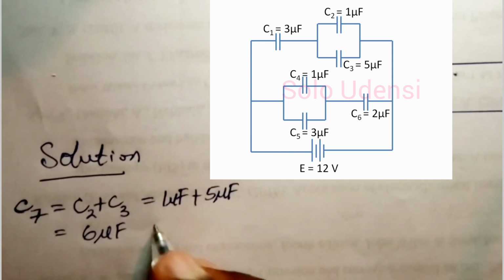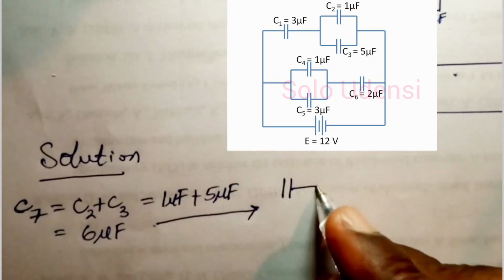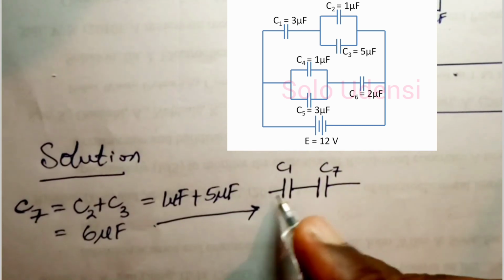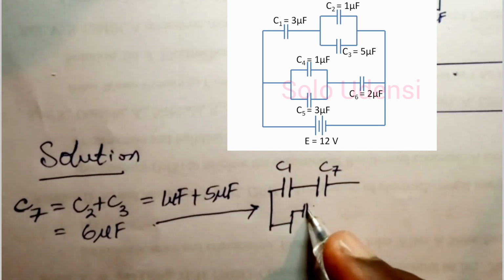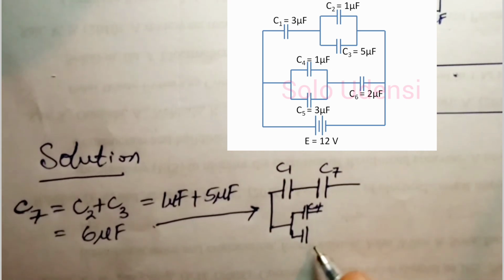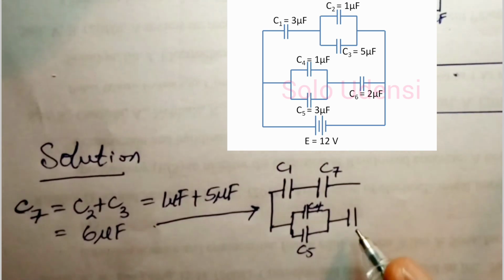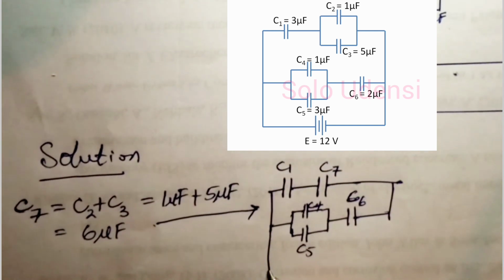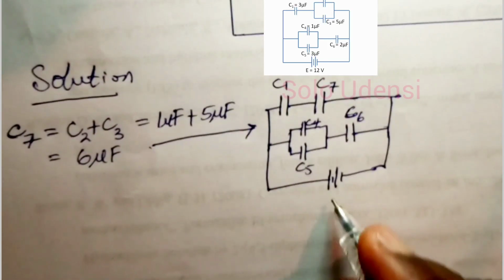So the equivalent circuit now becomes this, now our C7, this is our C1. This is our C4. This is our C5. This is our C6. This is the battery, 12-volt battery.